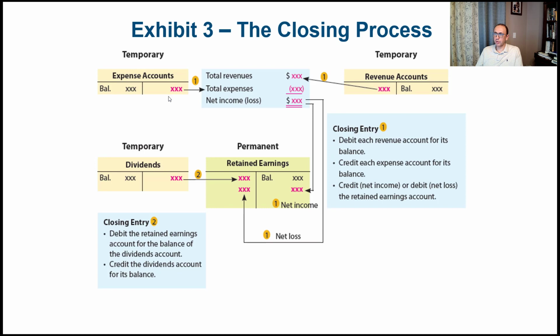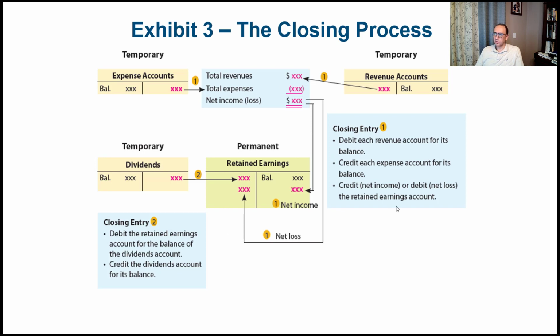We're going to record the same value on the credit side, and that would make it zero, because the debit and the credit now are equal. If we have more revenues than expenses, then we end up having net income. But if our expenses are more than the revenues, we end up having a net loss.